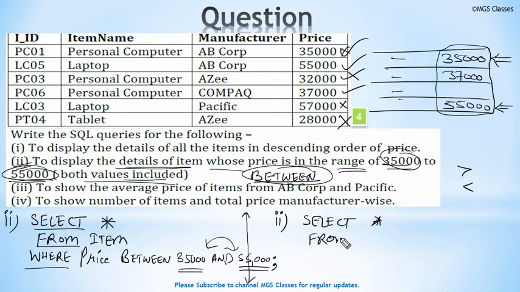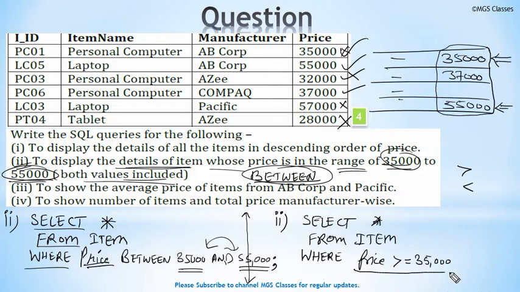From, we will write the table name. Up to that portion it will be the same. Where condition: here we will write where, and now we need to do the magical thing. Where price is greater than or equal to 35,000 we will write definitely. Because price should be greater than or equal to 35,000, not just greater than.